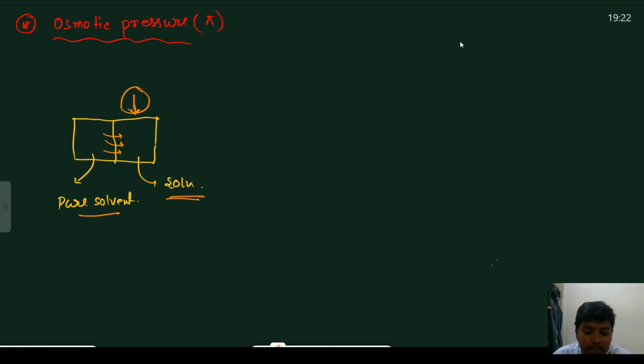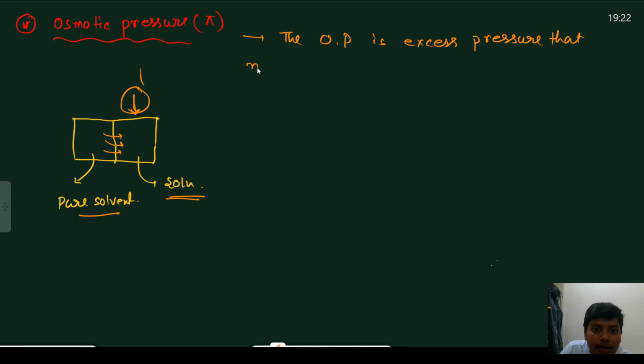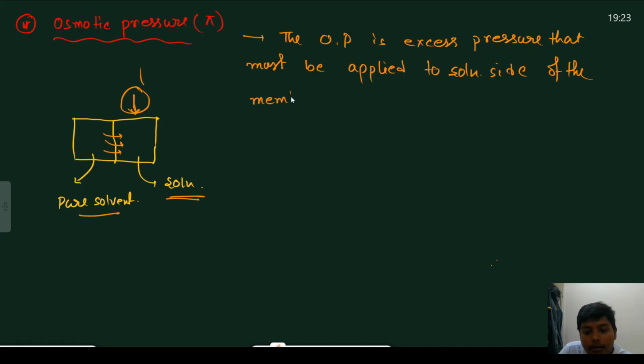So, what is osmotic pressure? Write down. The osmotic pressure is the excess pressure that must be applied to the solution side of the membrane to prevent osmosis. Clear?